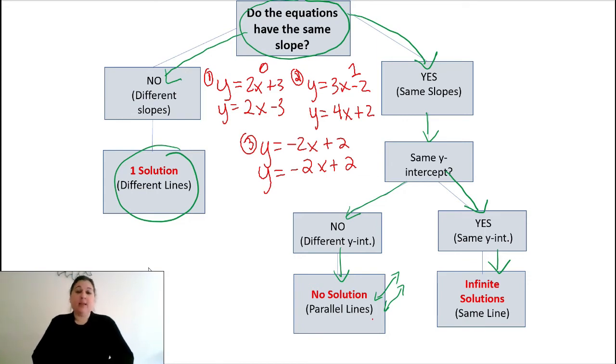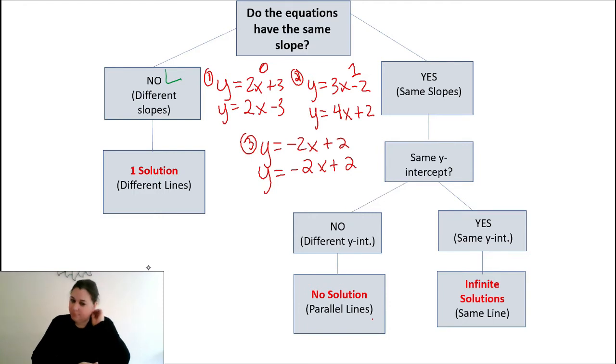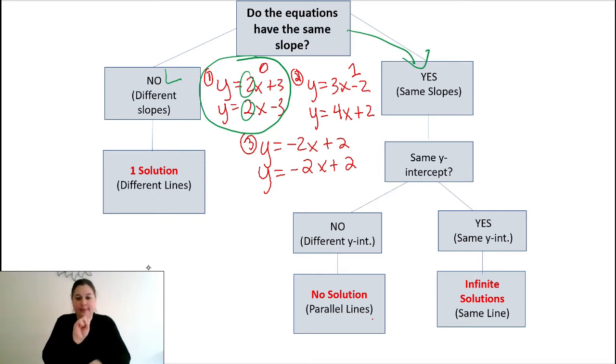All right, so again, this flow chart is very, very helpful. For example, let me erase all these green marks. If I have this first one, I would say, do the equations have the same slope? Yes, so I'm going here. Now, do they have the same y-intercept? No, they're different. No solution.